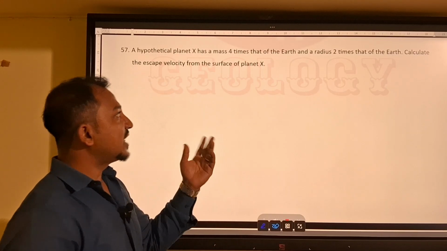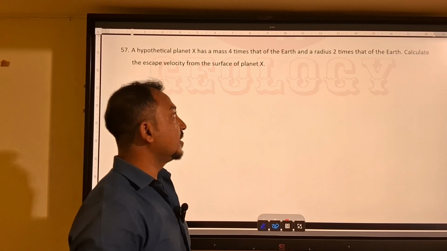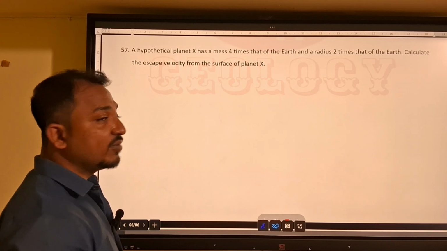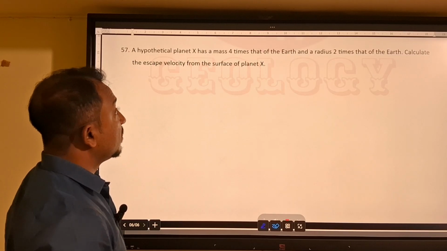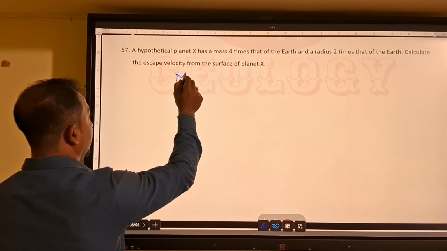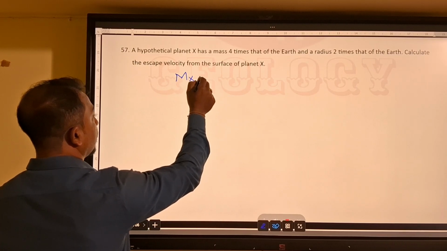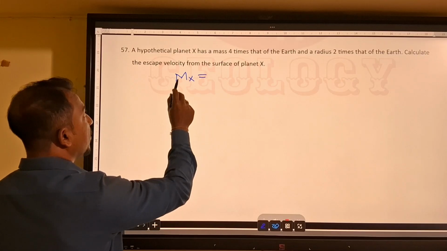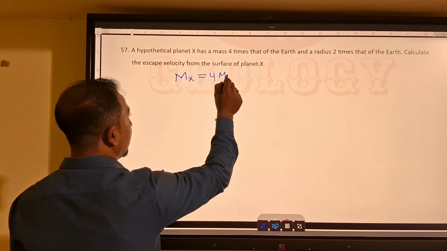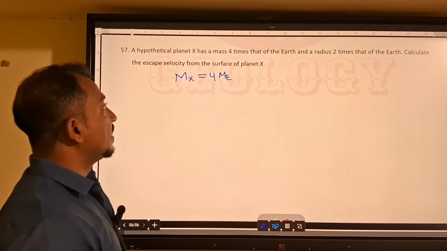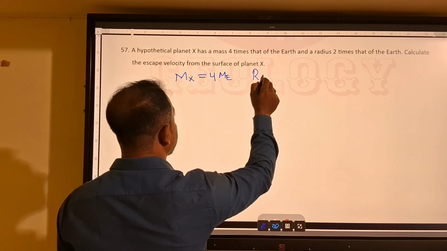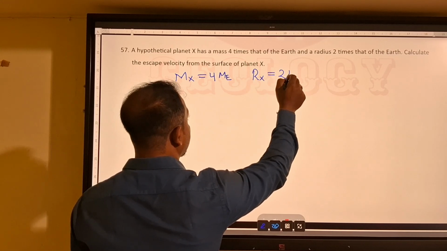This comes to another problem. This type of question was already asked in IIT-JAM previous year. So we have a hypothetical planet X that has mass 4 times that of the mass of the Earth. So we'll take mass of X, suppose mx, which is 4 times the mass of the Earth, and a radius 2 times that of the Earth. So we'll take radius of X as 2 times radius of Earth.